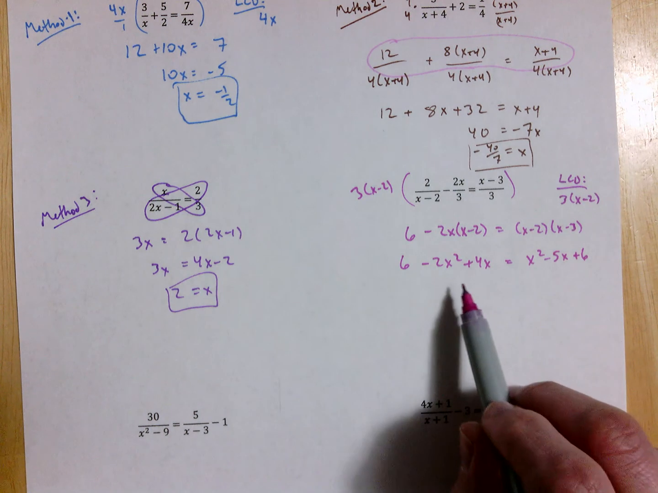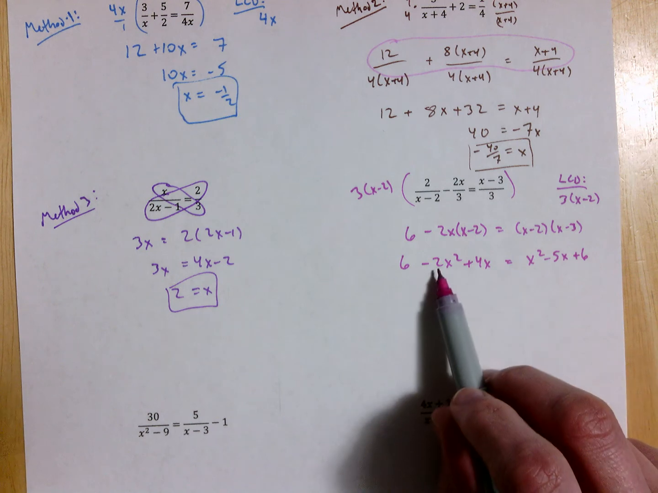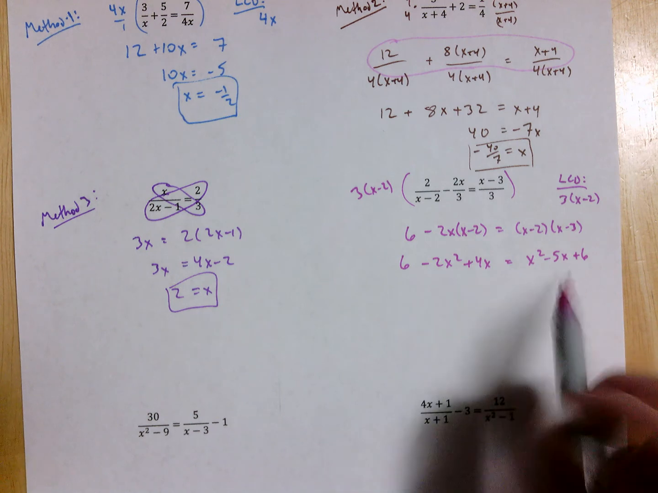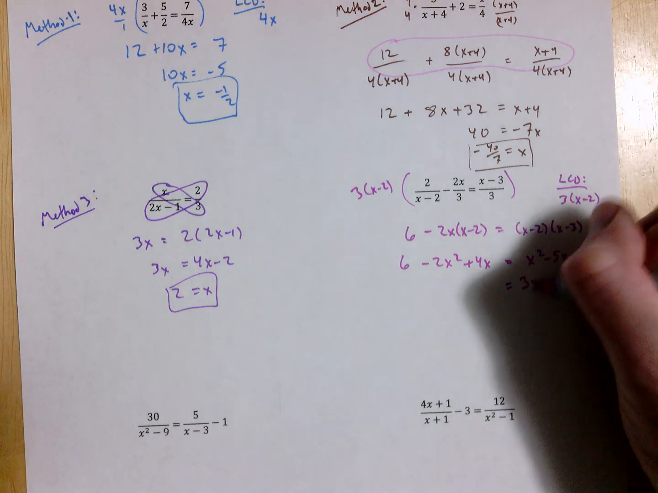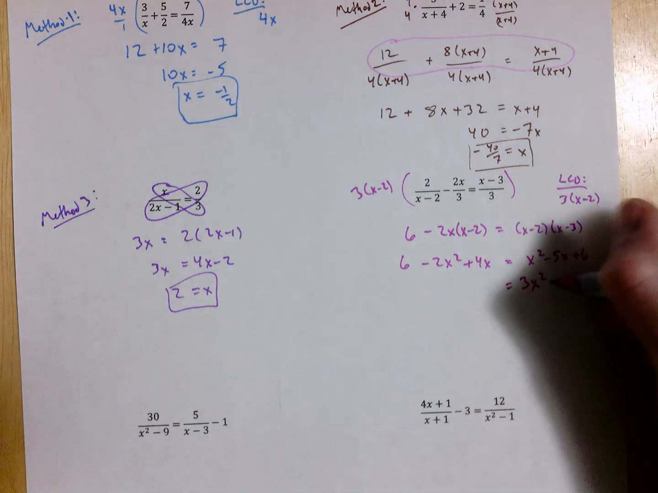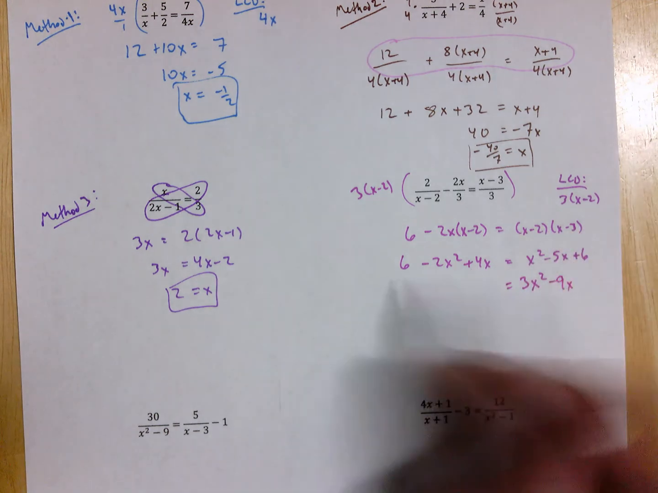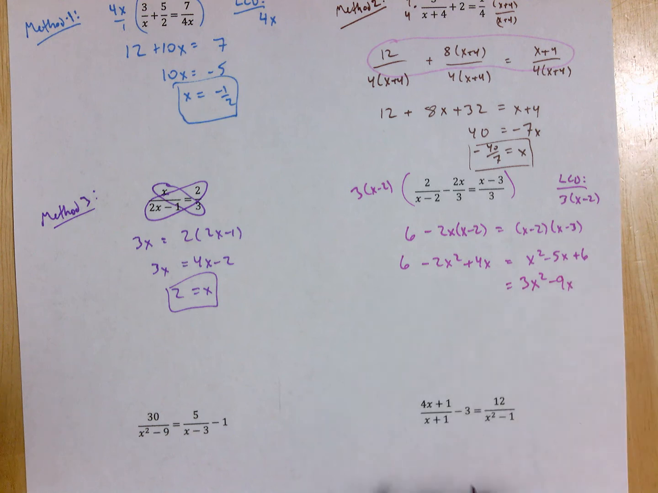So I want to get all my x squareds in the same spot, and I want them to be positive. So I'm going to move everything this direction. Okay, so I'll add that 2x squared over here. That'll give me 3x squared. Bring that minus 4x over. And then actually the 6's are going to cancel each other out, right? Subtract that 6 from both sides, they're just gone.